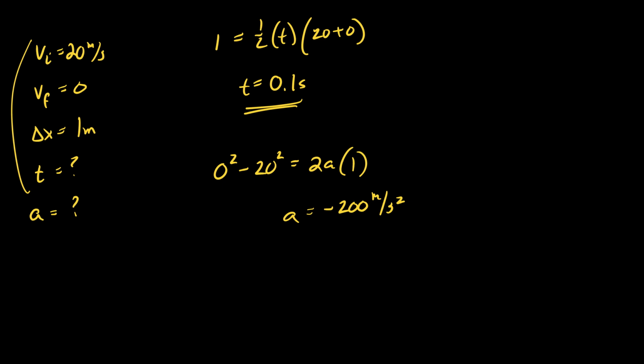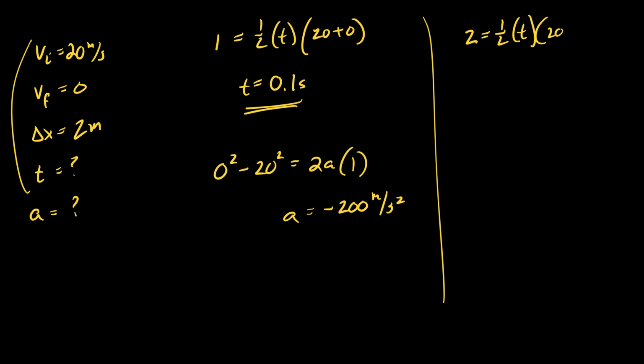Now, the whole idea of the car taking a meter and you taking an additional meter says that it can give you twice the distance to stop in. So that just changes the problem from having a displacement of 1 meter to a displacement of 2 meters. That's it, same problem. So 2 equals 1/2 times t times 20 plus 0. So t equals 0.2 seconds. And 0 squared minus 20 squared equals 2a times 2.